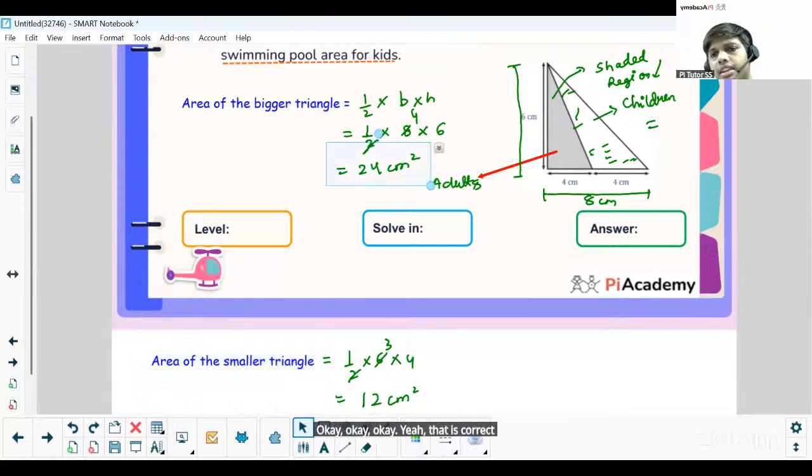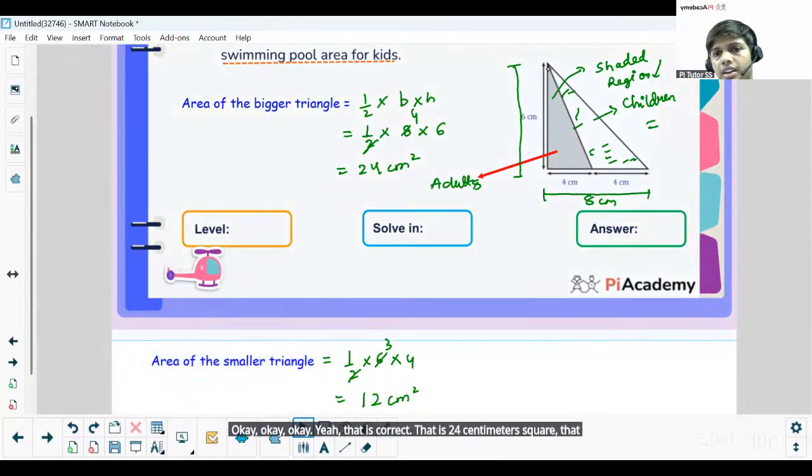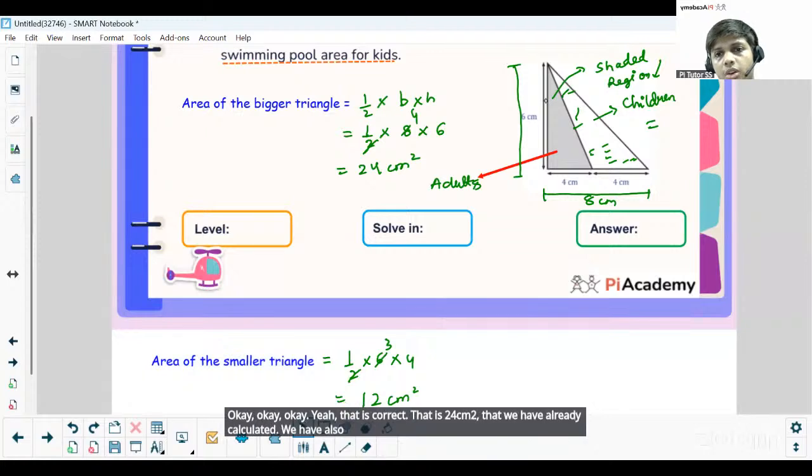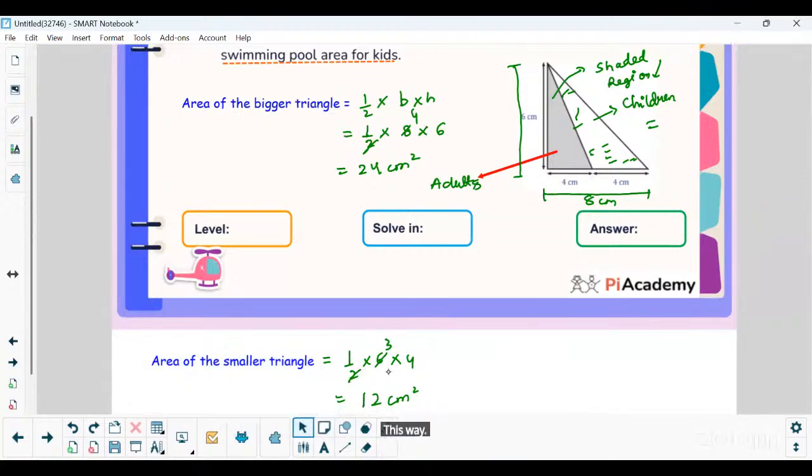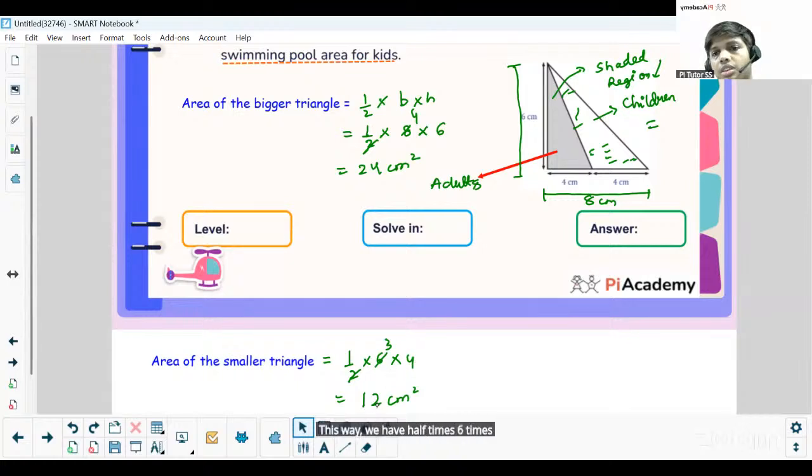That is 24 centimeters square that we have already calculated. We have also calculated the area of the smaller triangle, right? This one. We have half times 6 times 4, which is equal to 12 centimeters square. Now I just need to calculate the area of the white portion. How will I do it? Shall I add the two areas or shall I subtract them?